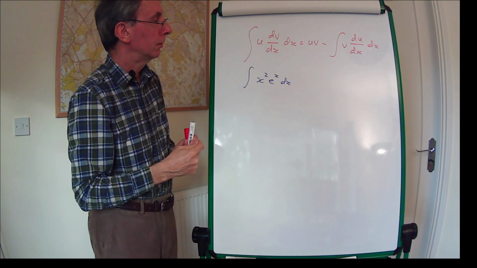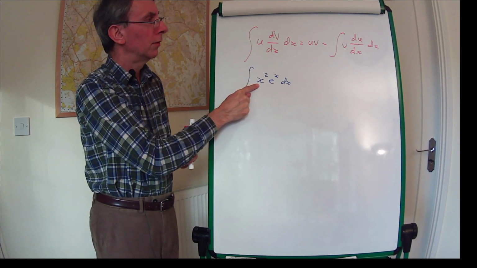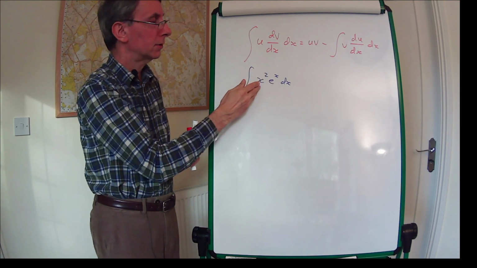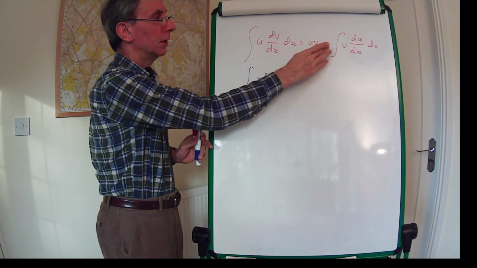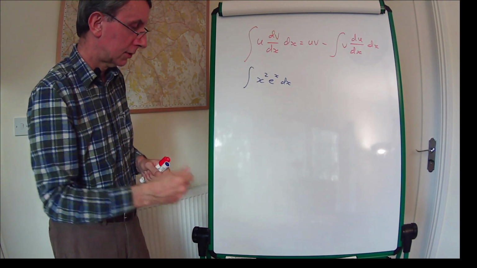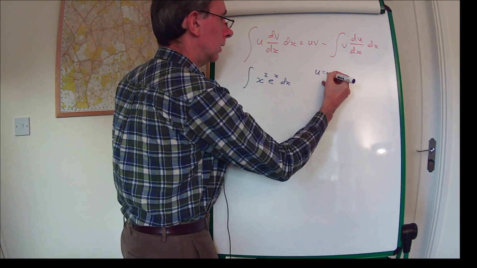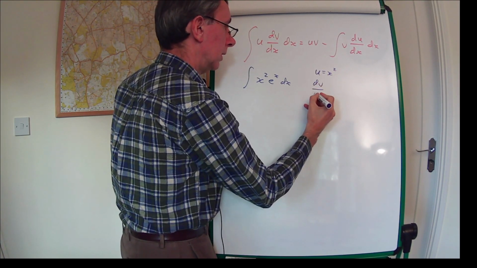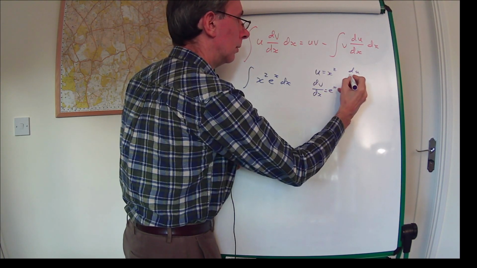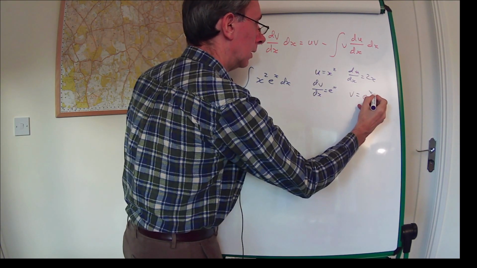If I did it the other way round and chose u to be e to the x and dv by dx to be x squared, then when I integrate dv by dx, x squared, I'm going to get x cubed, or a third x cubed. So my v is going to be a third x cubed, which is going to be more complicated. So it's better to choose u to be x squared and dv by dx to be e to the x. So I'm just going to write that down here. u equals x squared, dv by dx is e to the x. So du by dx is going to be 2x, and v is going to be e to the x.